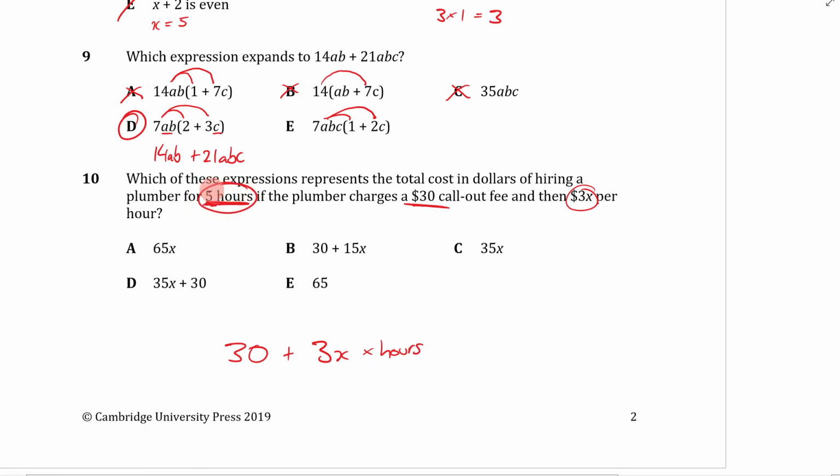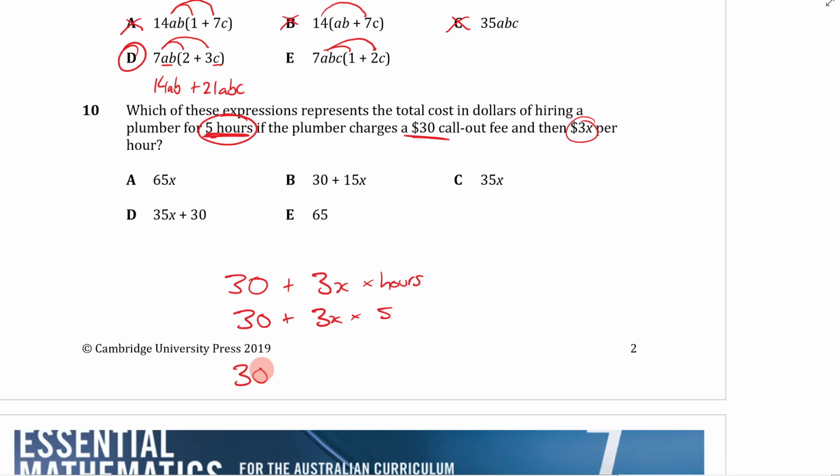And it's saying that he worked for 5 hours. So that's going to be 30 plus 3x times 5, which is the same as 30 plus 3 times 5 is 15x. My answer is going to be B. That's a tricky little question there. Hopefully you can see what it is. It's because it's 3x. It's not just 3 by itself. So that x still remains there. He charges 3x per hour. I don't know what this x is, but I've just done what it has told me.